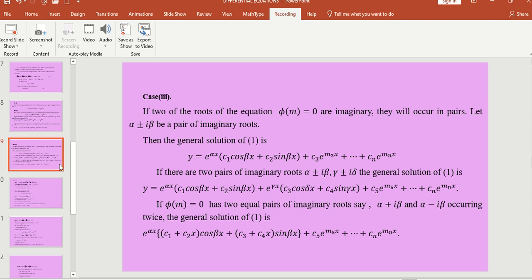If there are two pairs of imaginary roots, then the general solution is in the form. If φ(m) = 0 has two pairs of imaginary roots, say α ± iβ, then the general solution is in this form.